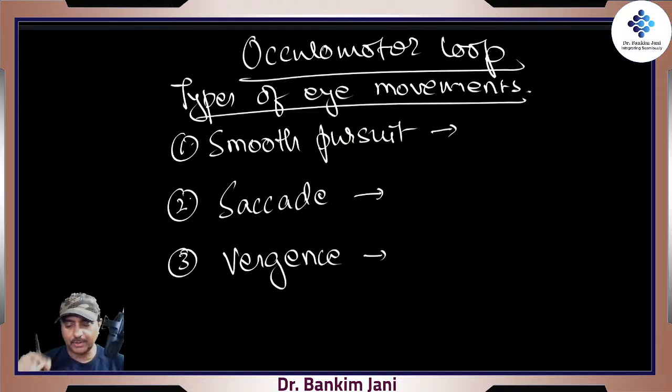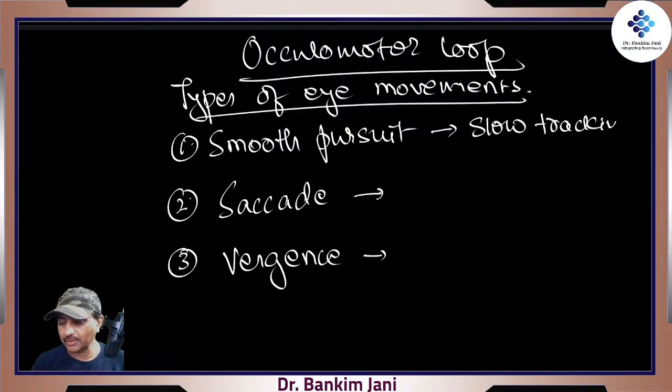So we were talking about oculomotor loop. So, types of eye movement. One is smooth pursuit. Smooth pursuit means very slow tracking, right? Say, for example, if a car is going, then we smoothly follow it, right? So this is a slow tracking.